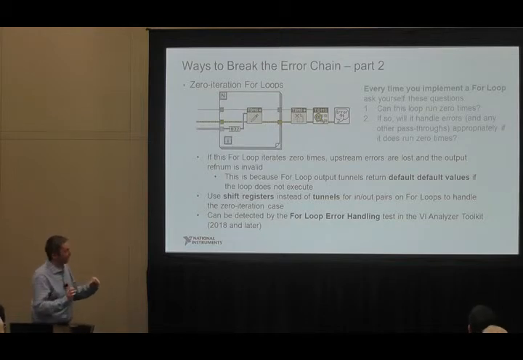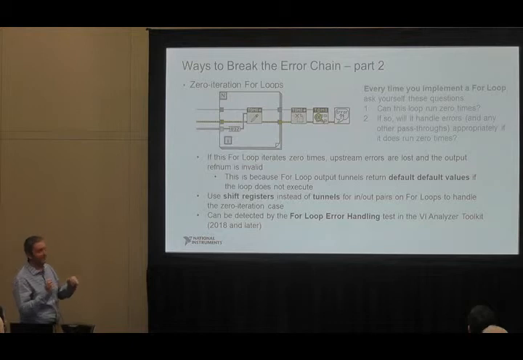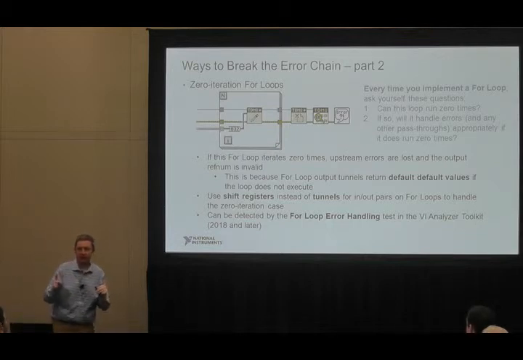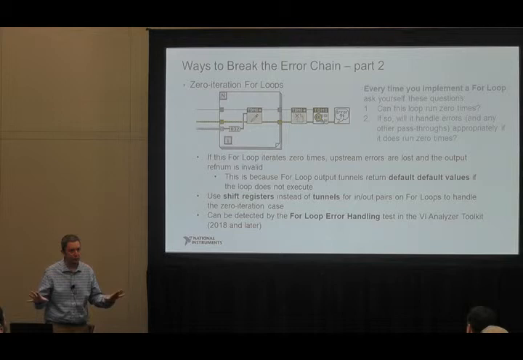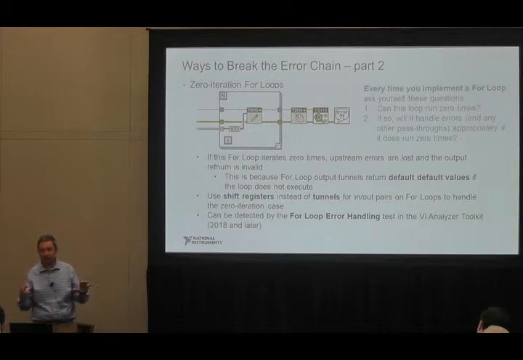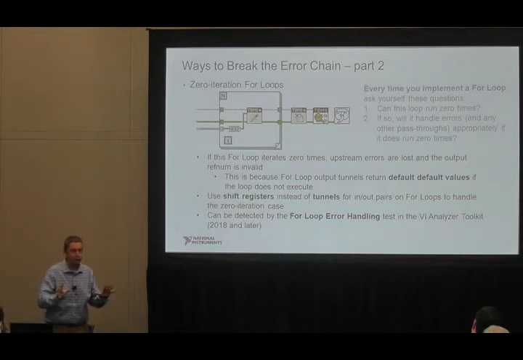Basically, I want to tell the world the blue text up there. Every single time you implement a for loop on your block diagram, ask yourself 2 questions. The first question you need to ask yourself: is there any possible way this for loop can run 0 times? And if the answer to that question is yes, answer yourself the second question: what will this for loop do if it runs 0 times? Will it handle errors appropriately?